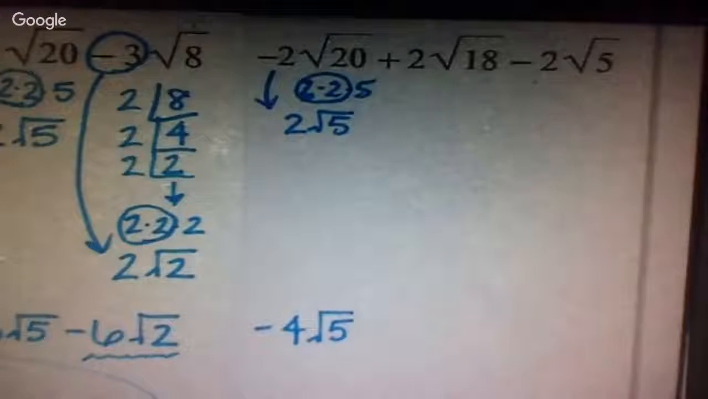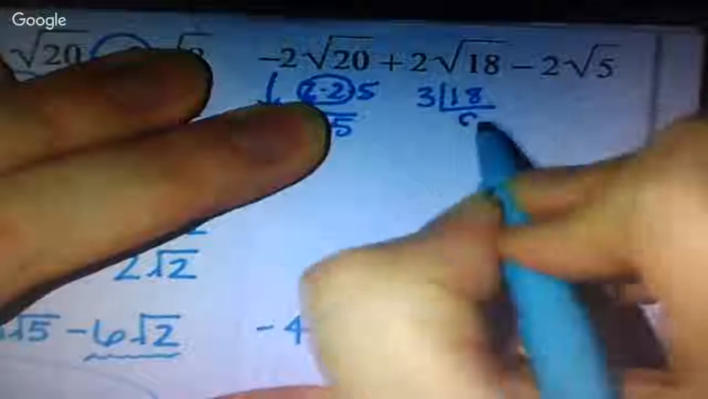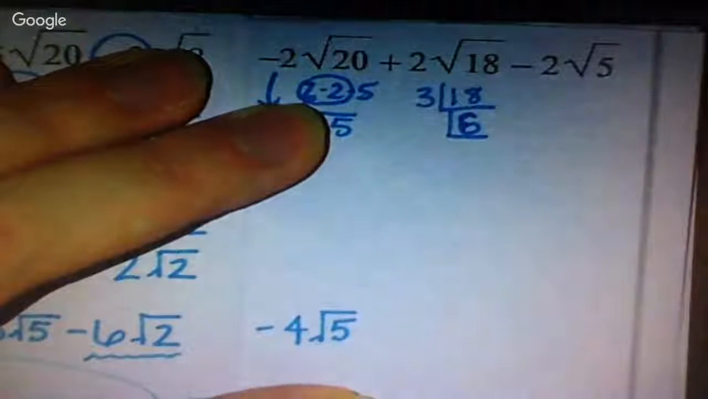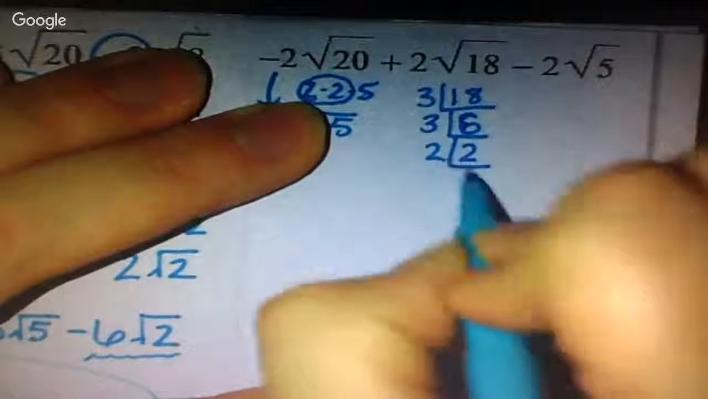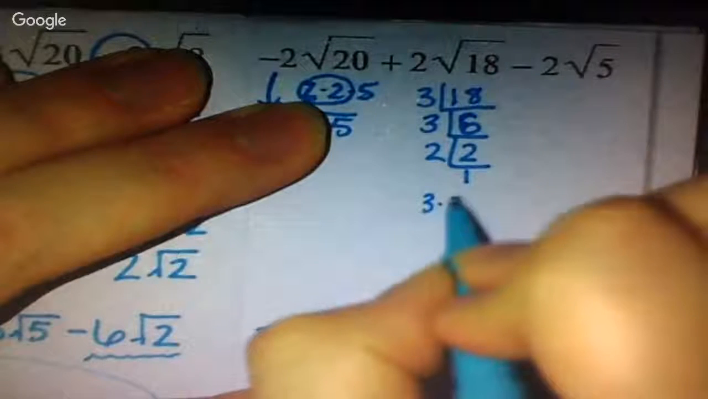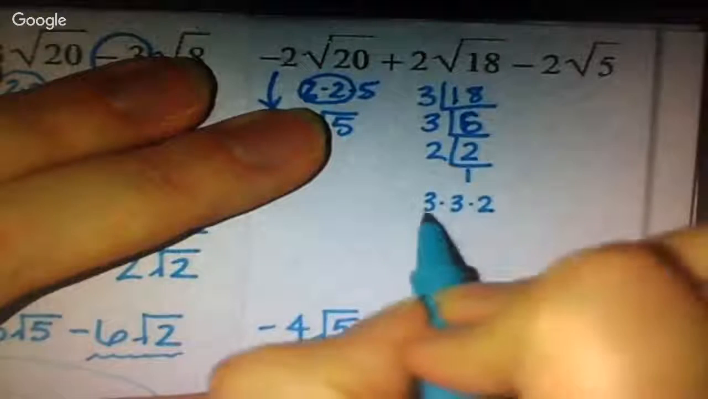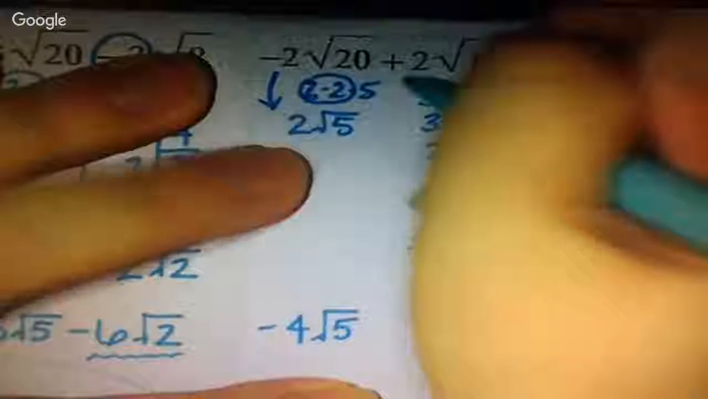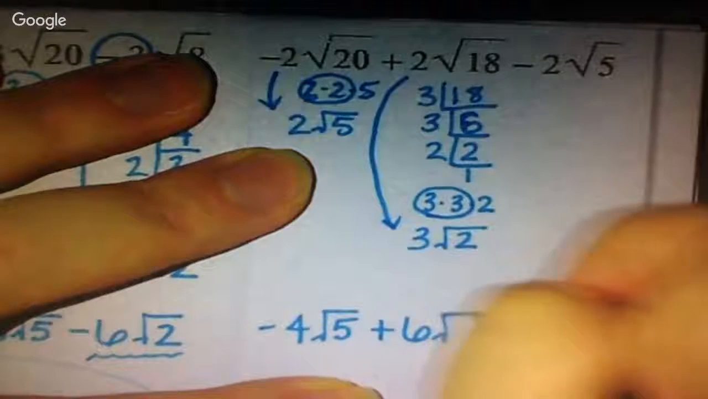18. Is it prime? No. We've got to do something with that. You said 3 and 9? That should be 3 and 6. So 3 and 6, 3 and 2, 2 and 1. So this becomes 3 times 3 times 2. We've got a group of 3's. Good, Jeremiah. The 3 comes out front. Square root of 2. And again, don't forget to pull down that 2. So 6 square root of 2.